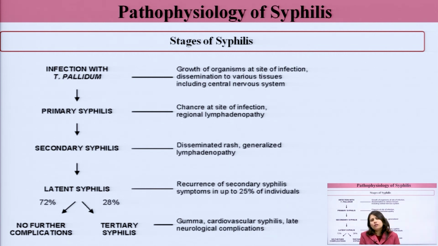Then occurs latent syphilis, which is a dormant stage. Recurrence of secondary syphilis can occur in this stage, but it is a dormant stage. After the dormant stage, there can be two pathways. One where there is no further complication and the syphilis remains dormant. But the latent syphilis can also result in tertiary syphilis, the more severe form, which results in gummas, that is granuloma formation, cardiovascular syphilis, where the infection lodges into the cardiovascular system, and late neurological complications, because it can infect the nerves and the CNS also.